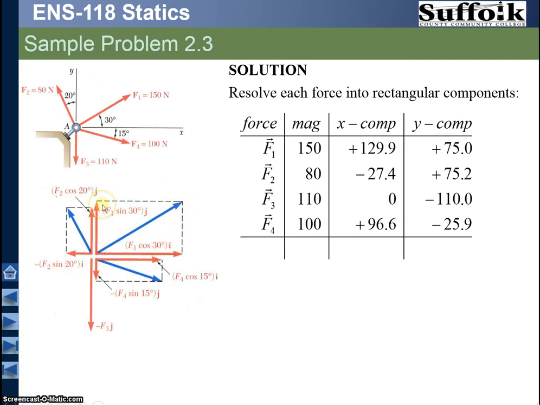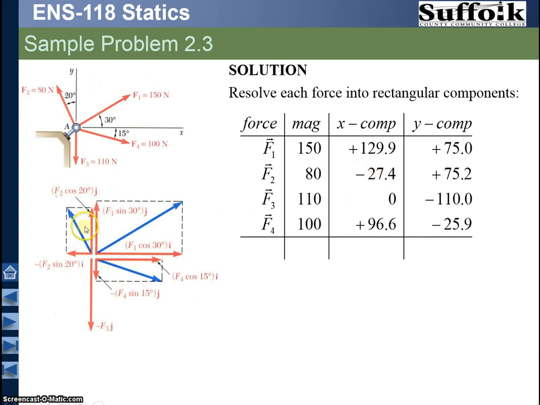And since it's pointing up, it would be a positive value, so we took 150 times the sine of 30, and we found the solution to be 75.0, a positive value. And then we do the same correspondingly for the F2 component forces. If you noticed here, the F2 x component force, which is going to be 80 newtons times the sine of 20, is pointing towards the negative x-axis, so we assigned a negative value to it, and calculated 80 times the sine of 20 degrees, and we got 27.4 with its negative value.